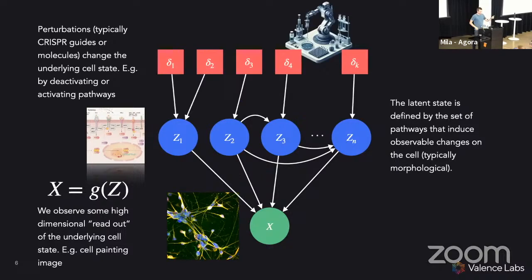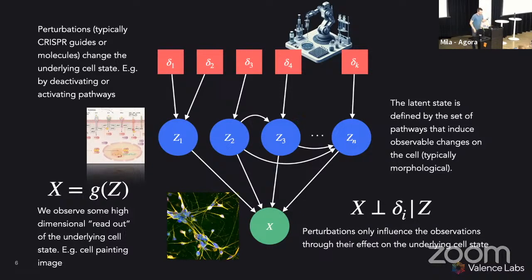And then we're going to do perturbations on these cells, right? We're going to perturb them by knocking genes out or applying different molecules, and that's going to push around this latent state by deactivating pathways or interacting with molecules and so forth. Okay. And the main assumption we're going to make is that the pixel-level information is independent of these perturbations if we were to know this latent state, right? The latent state is capturing all the changes. We're not affecting pixels directly. Okay.